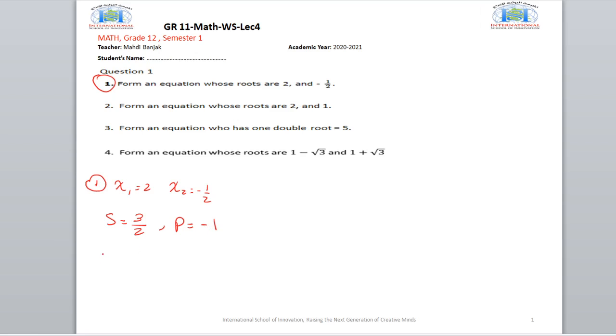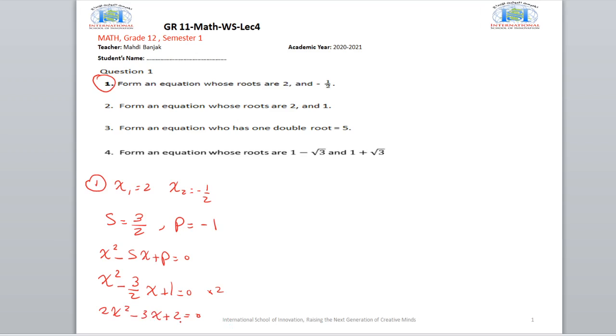So the equation is x squared minus sx plus p equal to 0, meaning x squared minus 3 over 2 x plus 1 equal to 0. Here you can keep it like this. If you want to multiply by 2, it's better to multiply the whole equation by 2. Why? To remove this denominator 2, so it looks a bit better. So it becomes 2x squared minus 3x plus 2 equal to 0.